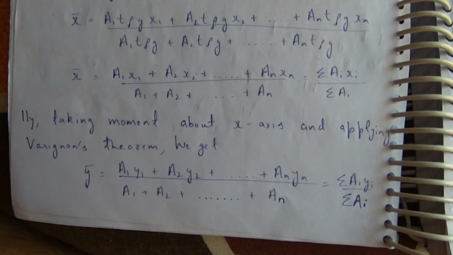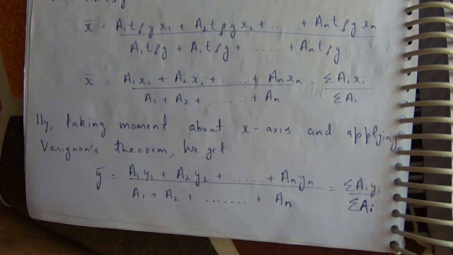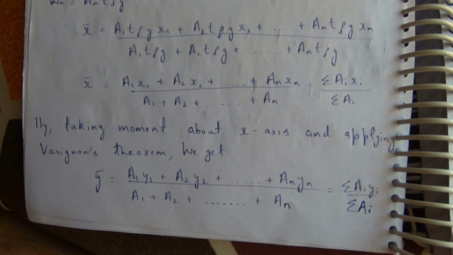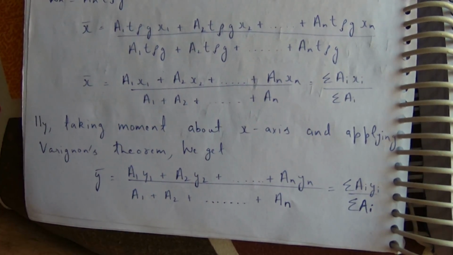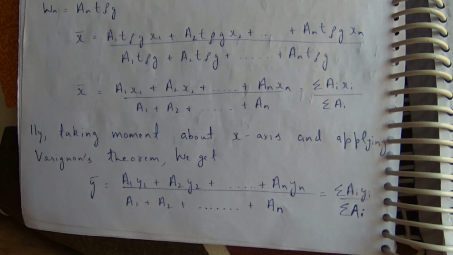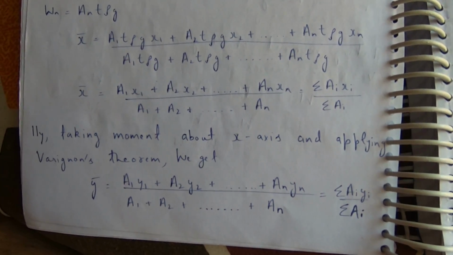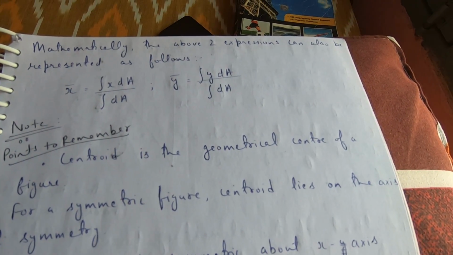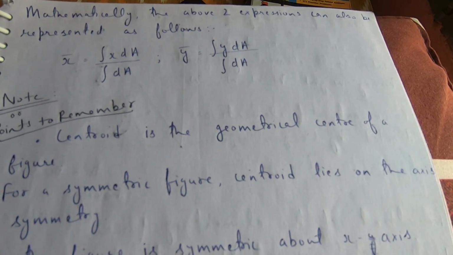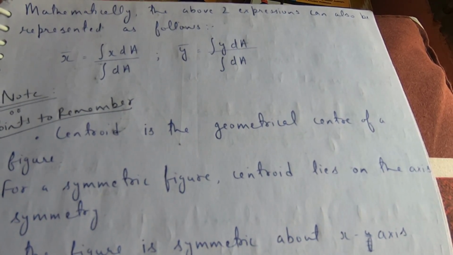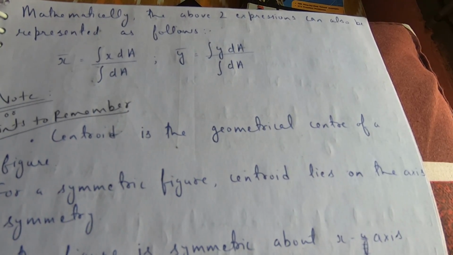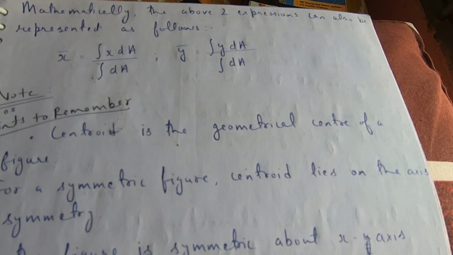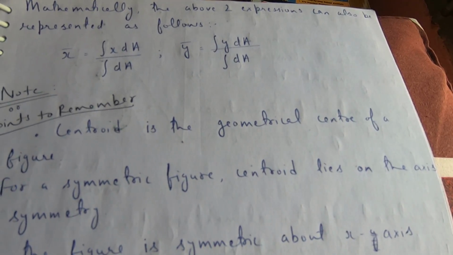Similarly, taking moment about x-axis and applying Varignon's theorem, we get y bar is equal to A1 y1 plus A2 y2 plus ... plus An yn divided by A1 plus A2 plus ... plus An, which is equal to summation Ai yi divided by summation Ai. Mathematically, the above two expressions can also be represented as follows: x bar is equal to integration x dA divided by integration dA. Y bar is equal to integration y dA divided by integration dA.